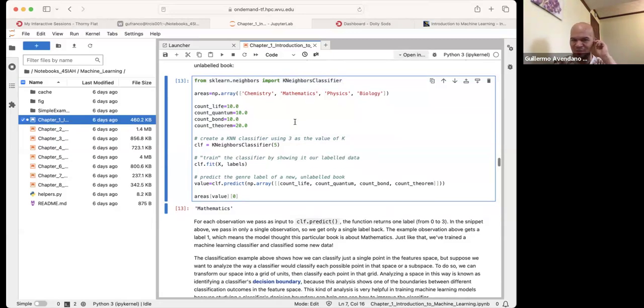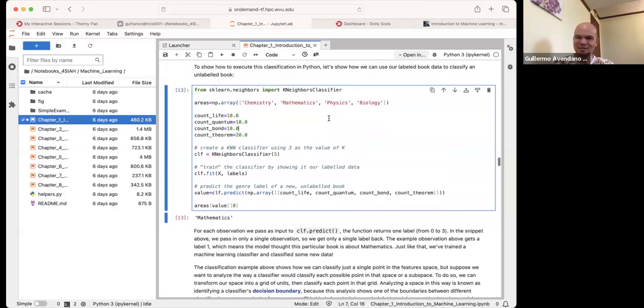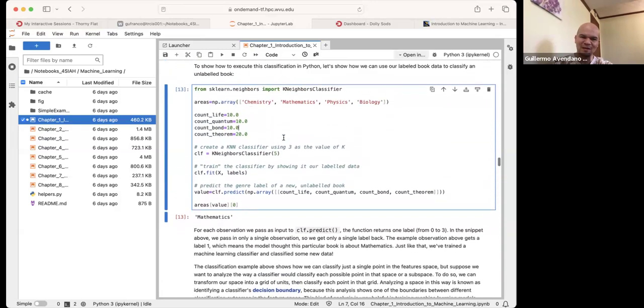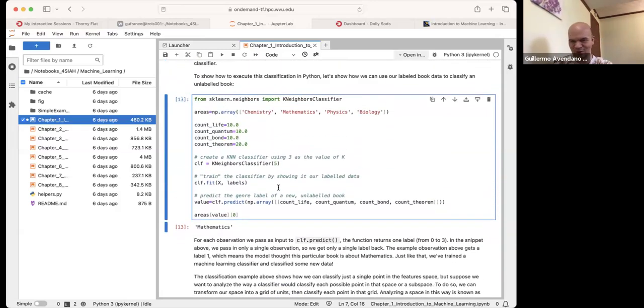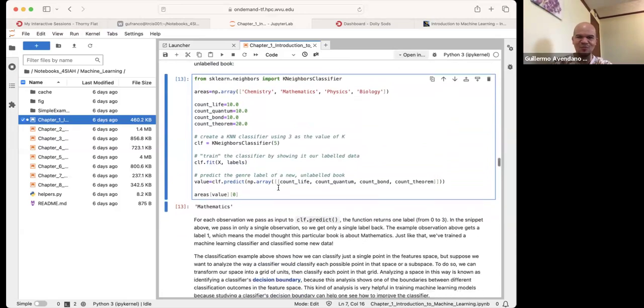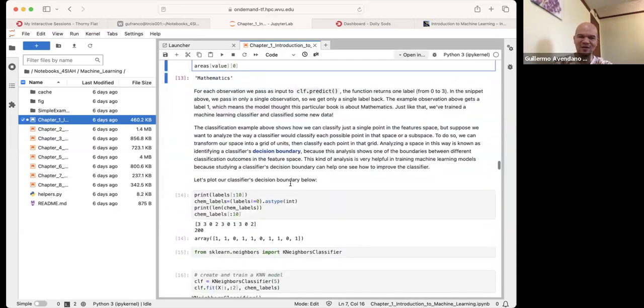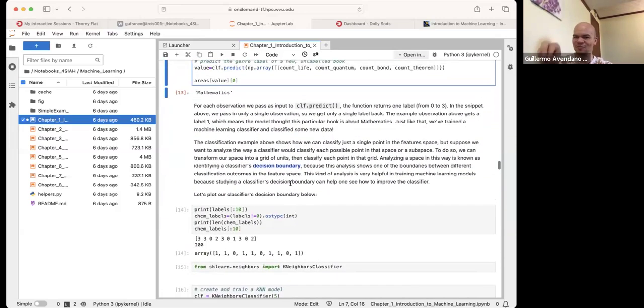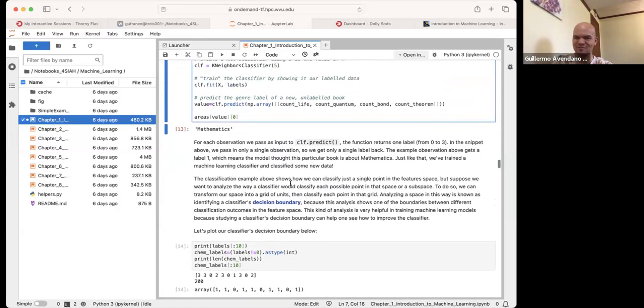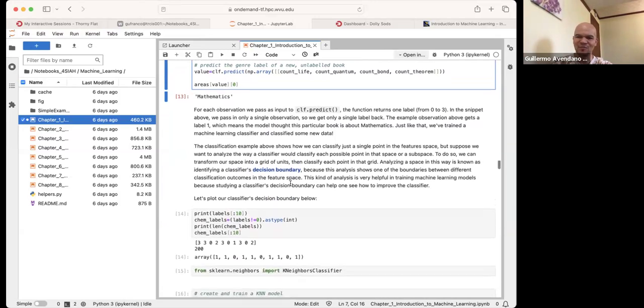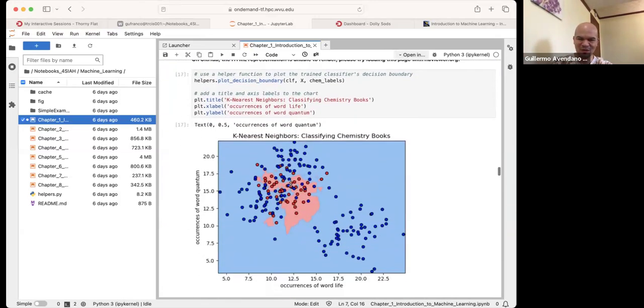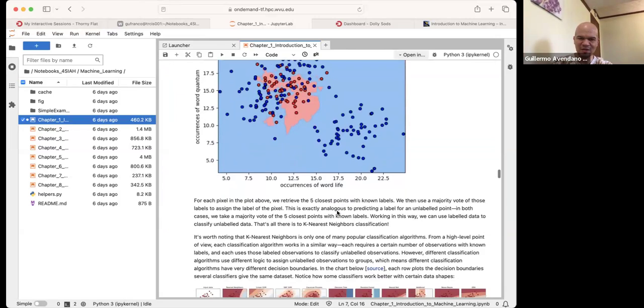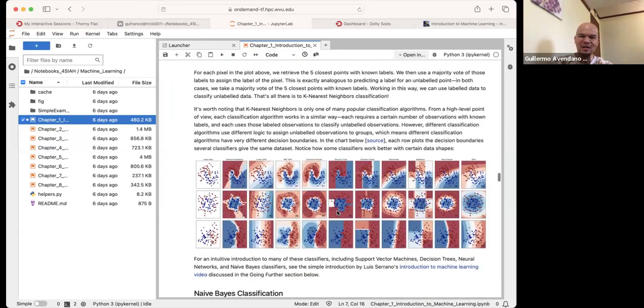I am using this library, scikit-learn. I will not go into the details of what I'm doing here with the classifier, to gather, for example, and make the case for one particular book, how it classified the book. That is what I'm doing here, and describing a little bit the classification.